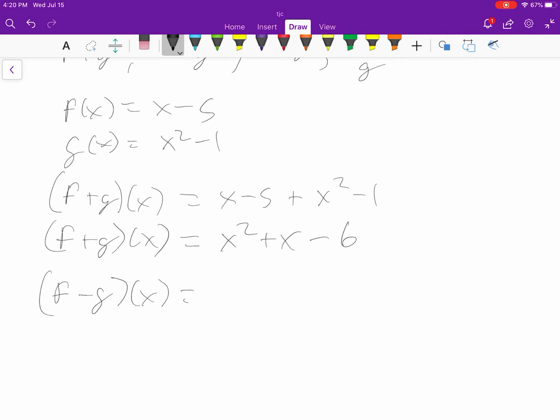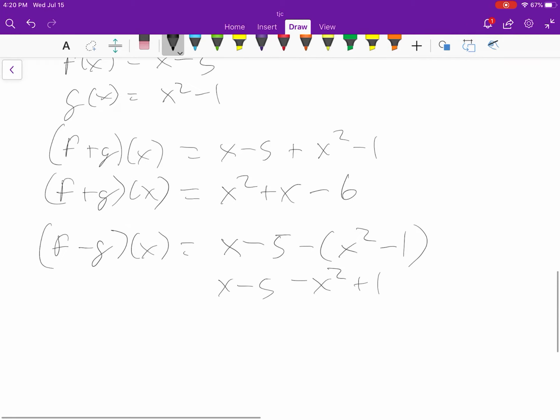Next, let's look at subtracting two functions. It's going to be just as easy. You just are taking the f function and you're subtracting in parentheses the g function. You're going to change your sign on the g function, then combine them to get that, and that's f minus g of x.